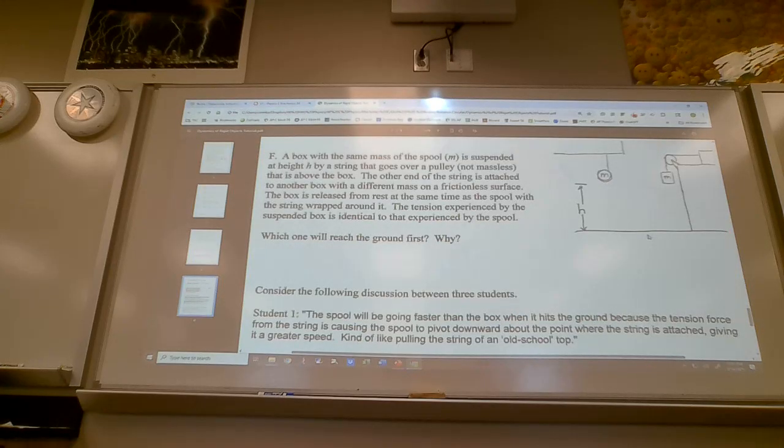It would be faster than the spool. Yes, true. What would be the scenario for mechanical energy to be conserved? Right, no tension, dropping, free fall. The mechanical energy of the box would be conserved. Josh?